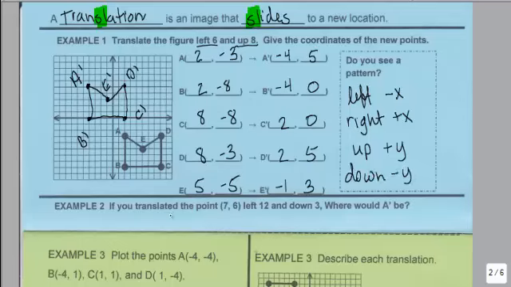So that's why we can do example 2 without a coordinate plane. So we have our original point is 7, 6. So 7, and we're going to move it left 12. Left is minusing, so we're going to subtract 12. And then down 3, down is minusing, so we're going to subtract 3. So our new point is really -5, 3.